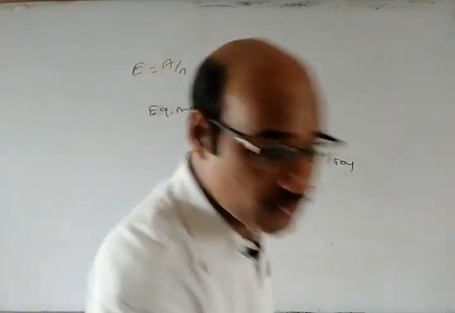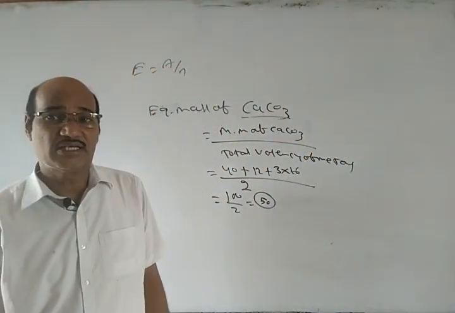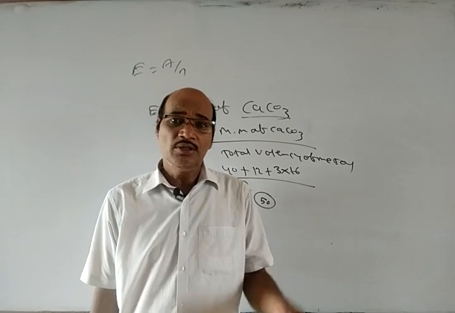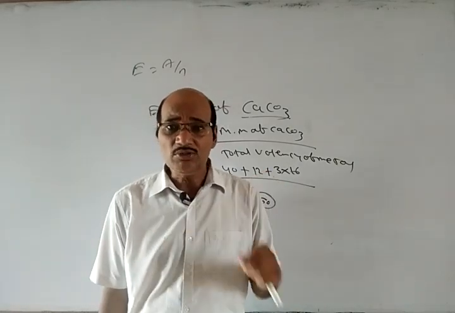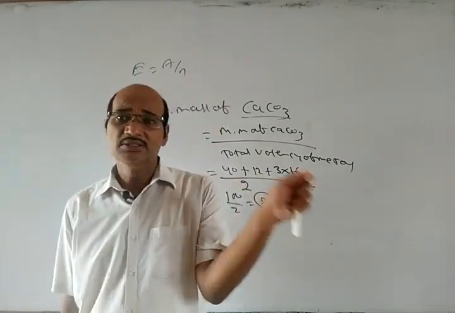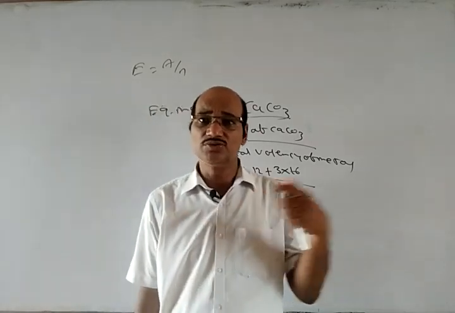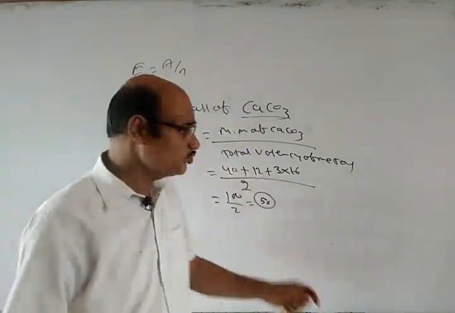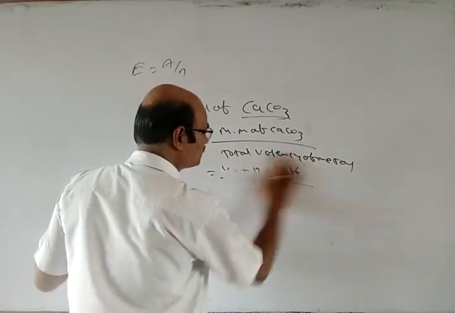Also, we discussed the equivalent mass of different kinds of ions. The equivalent mass of a particular ion is equal to its mass divided by the total charge on the ion. So these are the things we discussed in the last class.